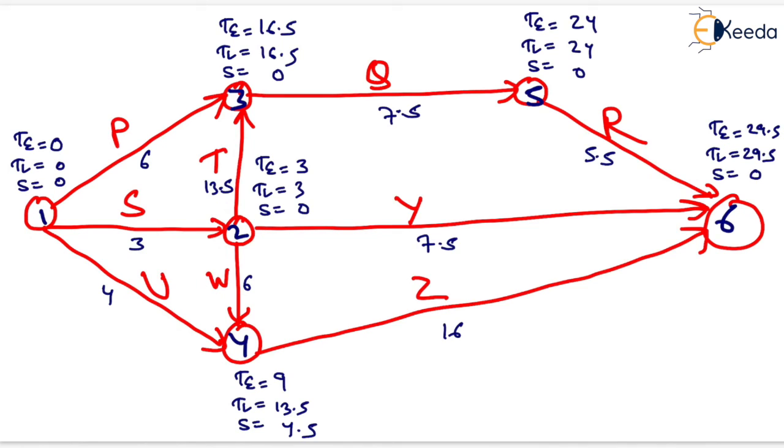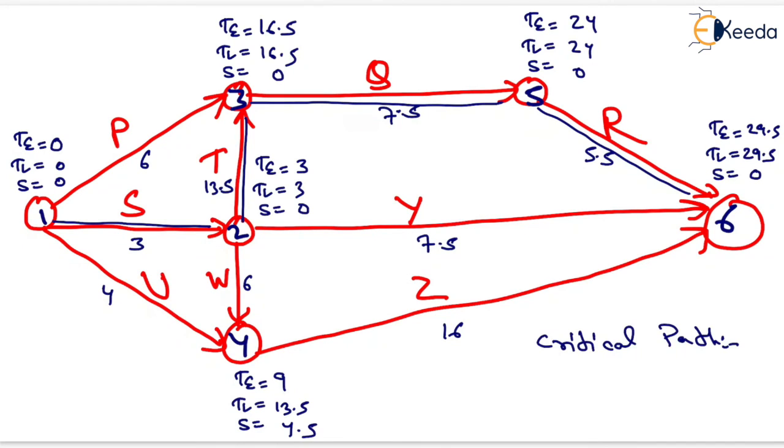Now we have to join the critical activities, that is those activities whose events have slack equal to 0. That is activity S, which is shown here by the dark line, similarly activity T, similarly activity Q, and similarly activity R, each shown by the dark line. So the critical path is S, T, Q and R, and the project completion time is 29.5 days. That is the complete solution of this numerical.